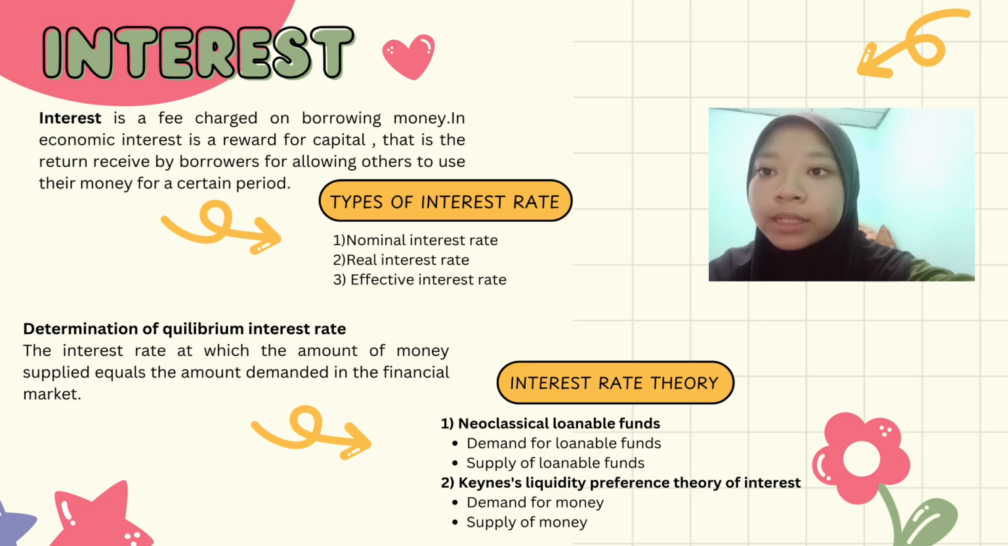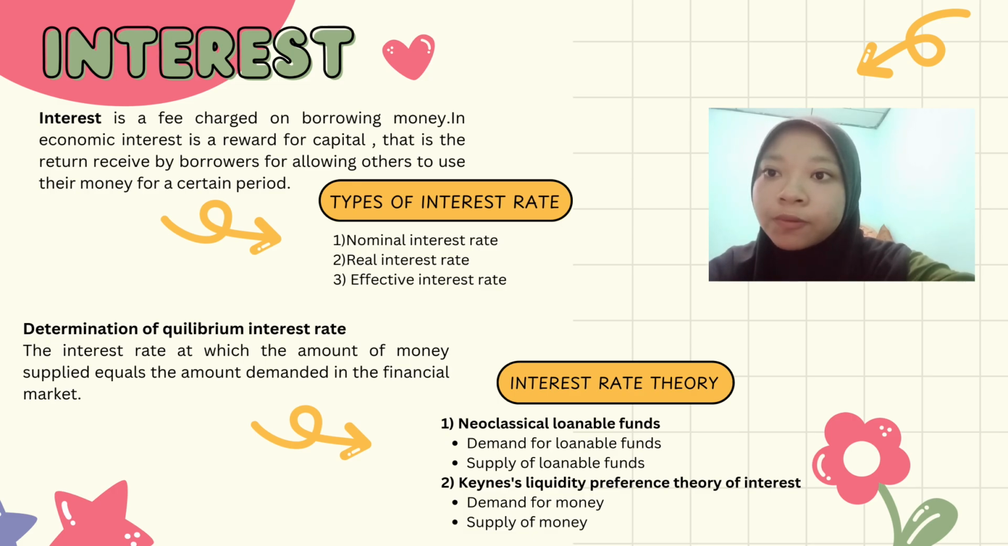Equilibrium interest rate is the interest rate at which the money supply equals the money demand in the financial market. There are two interest rate theories. First is the neoclassical loanable funds theory. There is demand for loanable funds, which comes from borrowers, and supply of loanable funds, which comes from savers. The second theory is Keynes's liquidity preference theory of interest.